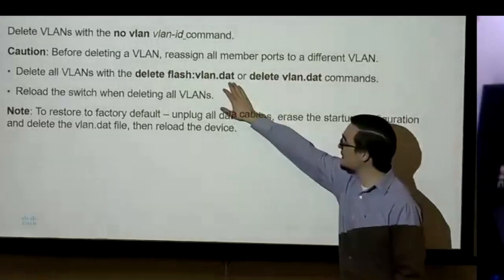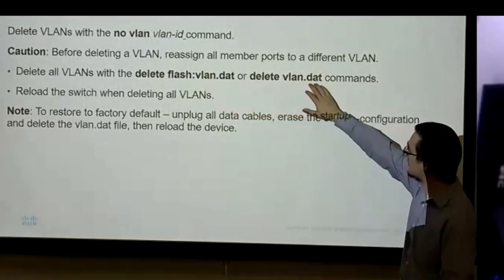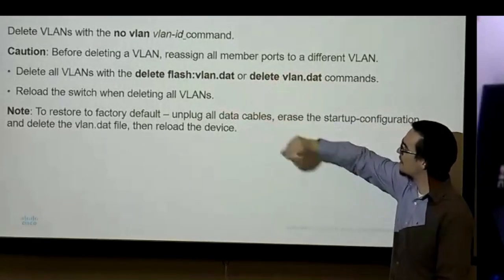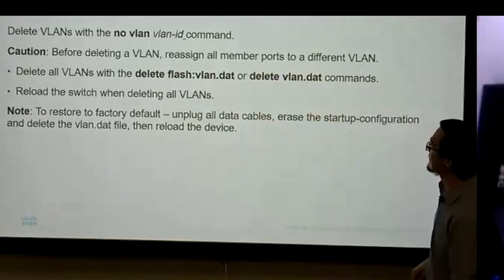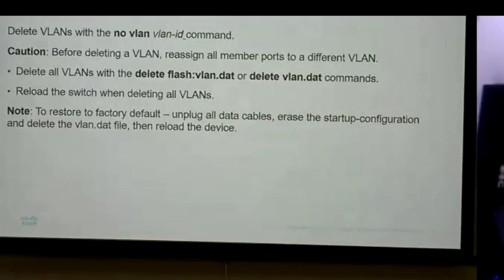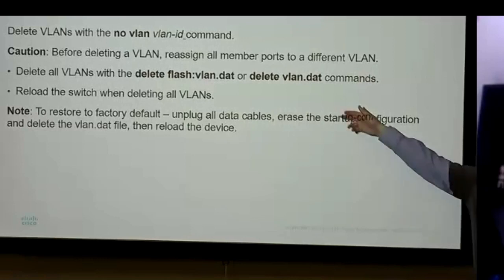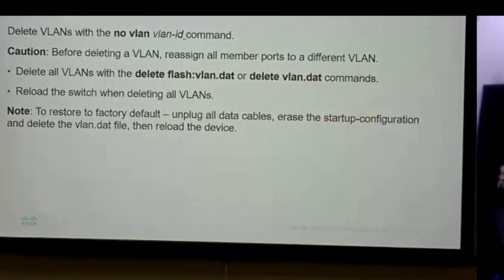Delete flash VLAN.dat or delete VLAN.dat. It depends on the switch, but for most of our switches, it's this command right here, delete VLAN.dat. Okay, that's how you delete all VLANs. But that won't reflect until you reload the switch.